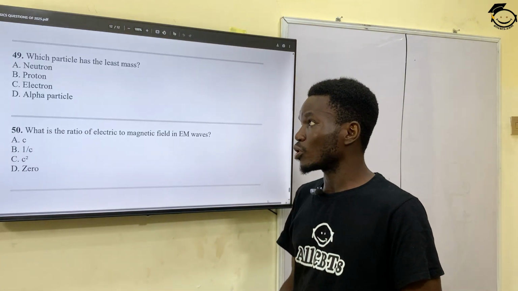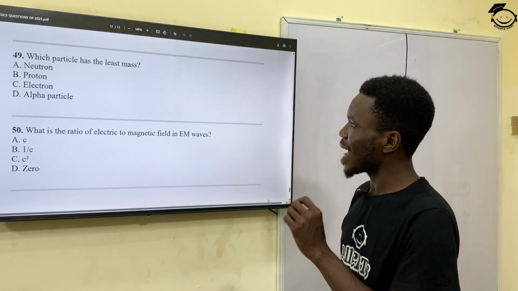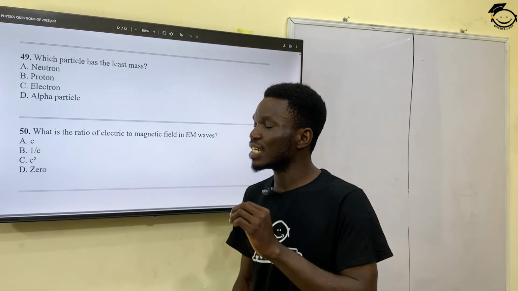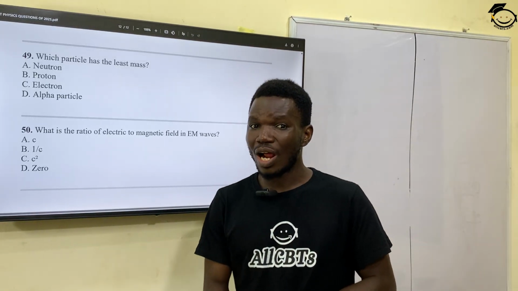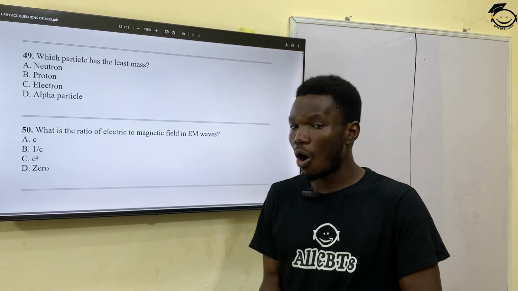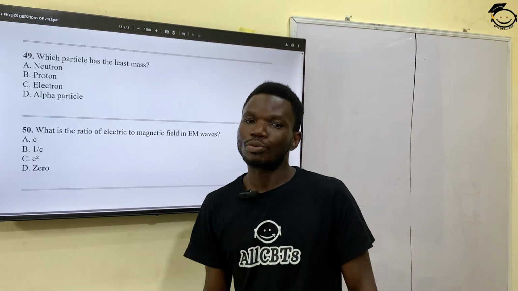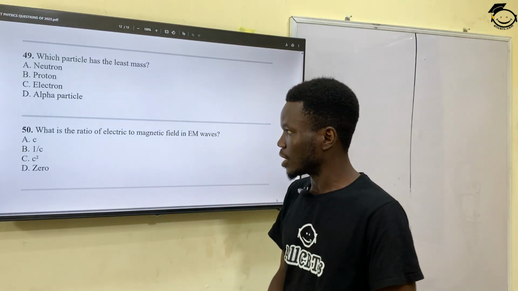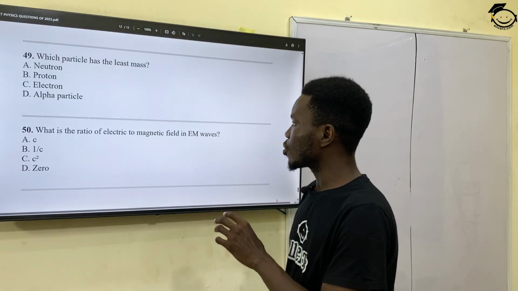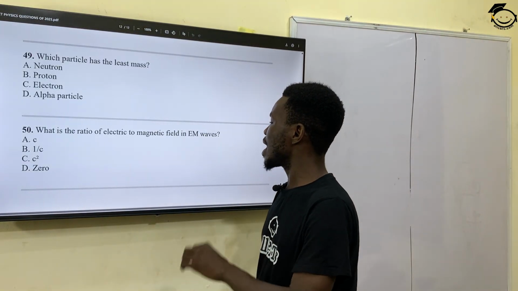So that takes us to question number 49, which says, which particle has the least mass? The particle that has the least mass is the electron. Electron has a very small, almost insignificant mass. So the correct answer to that question is option C, which is what? Electron. And then question number 50 says, what is the ratio of electric to magnetic field in EM wave?